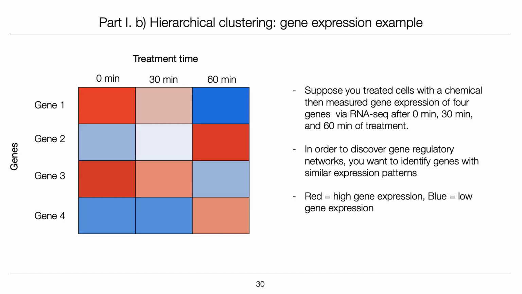And now we're going to switch gears to talk about the second type of clustering technique, hierarchical clustering. We're using a biological example. Suppose you have treated some cells with a chemical, and then you performed RNA-seq at 3 time points, 0, 30, and 60 minutes after the treatment. You want to know whether some genes show similar expression patterns in your time course experiment.